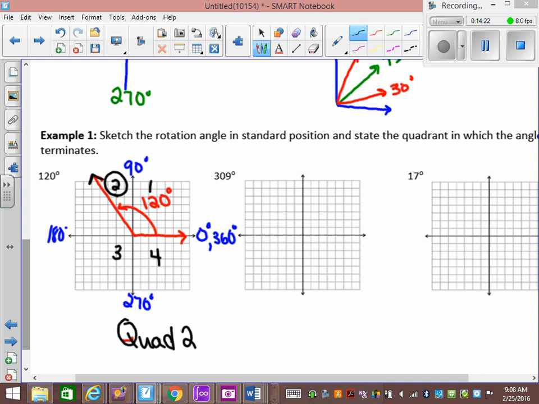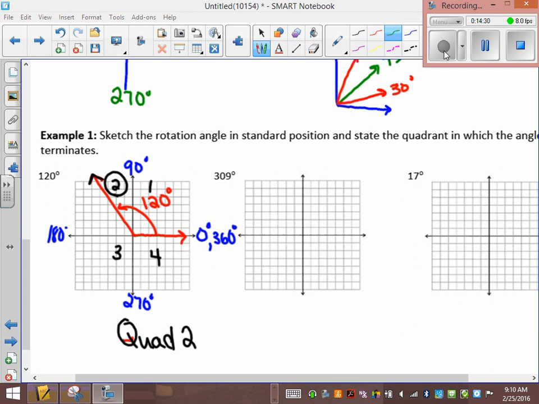So I write quadrant 2. Okay? You try the next 2. See how you do. So this one is going to be 0, 90, 180, 270, 360. And this one falls between 270 and 360. 309 is 39 more than 270, so almost halfway, right? So I'm going to draw my initial arm, and then I'm going to draw my terminal arm, almost halfway. And then I say 309 degrees.